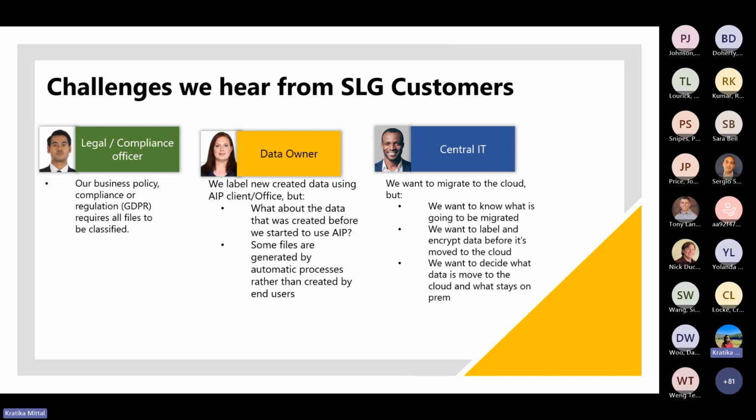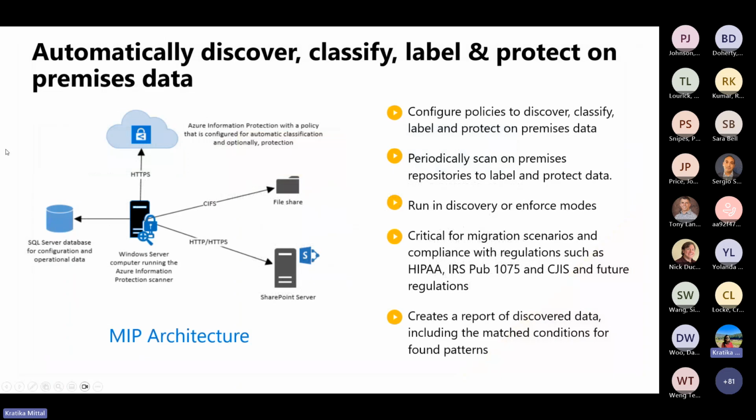The central IT also usually is worried about the migration to the cloud, because they want to migrate, but they do not know what is going to be migrated. So they want to make sure that they understand the security controls that need to be implemented before they decide to move any data to the cloud. And Microsoft Information Protection helps you address these scenarios.